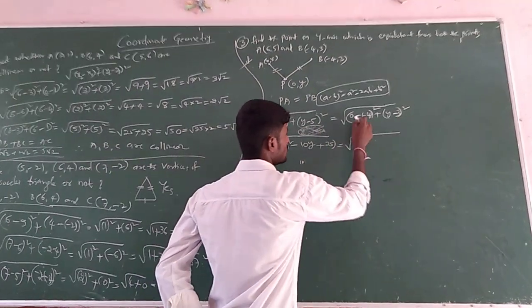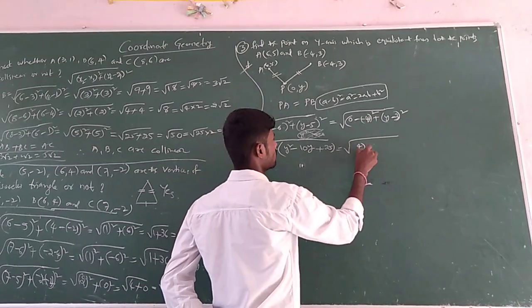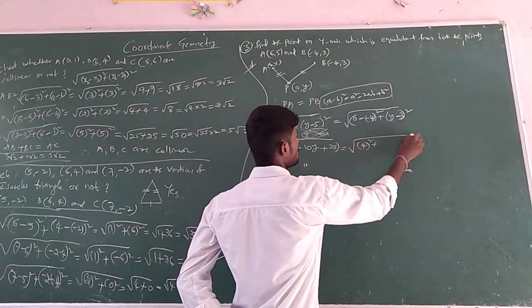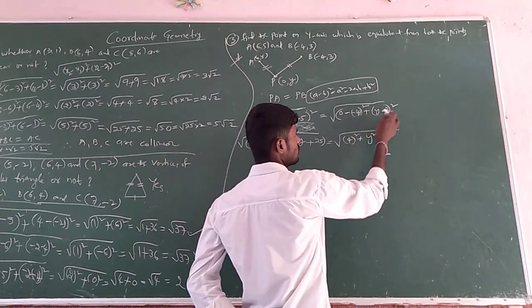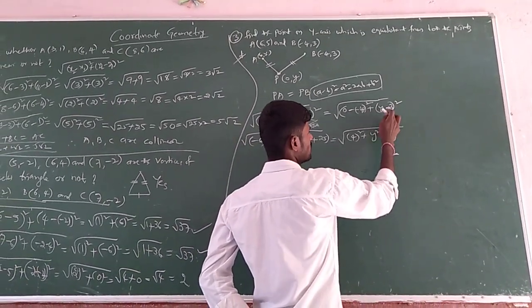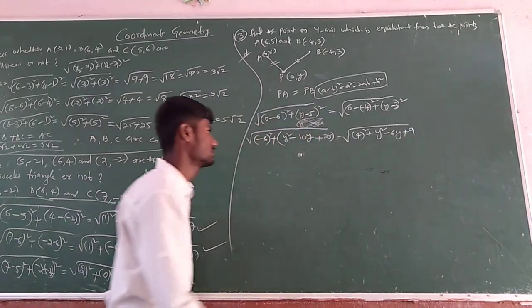Next here, 0 minus of minus 4, that is plus 4, whole square. Plus here also expand it: y square minus 2 into y into 3, that is 6y, minus 6y. If it is minus minus it becomes plus. Next what will you get? 3 square is what? 9.